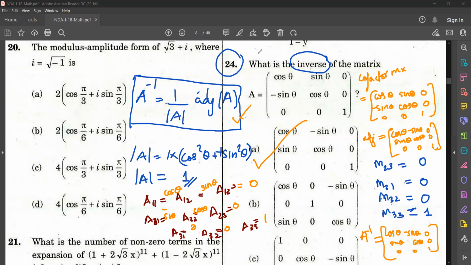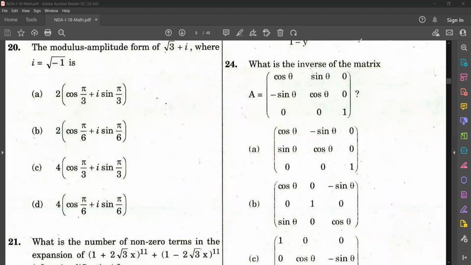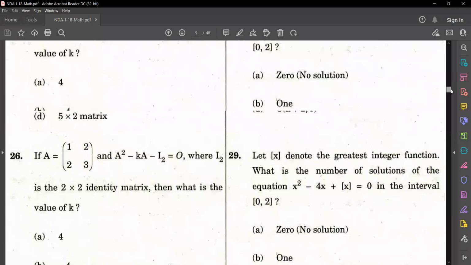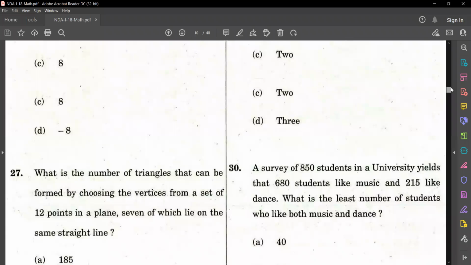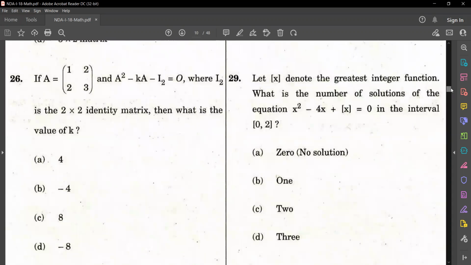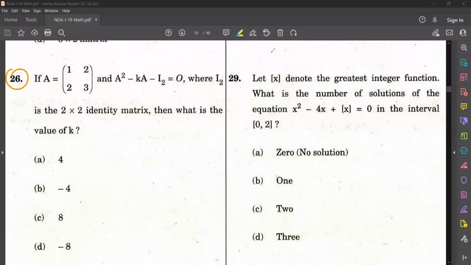Let's go to the next question. Question number 26 we'll see. 25 we have already seen in the last video. If A is equal to 1, 2; 2, 3 and A square minus KA minus I2 is equal to O, O means 0 matrix, I2 is a 2 by 2 matrix, then what is the value of K? Direct one from your NCERT textbook.